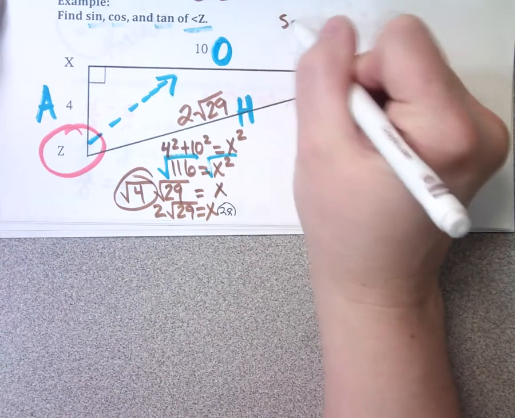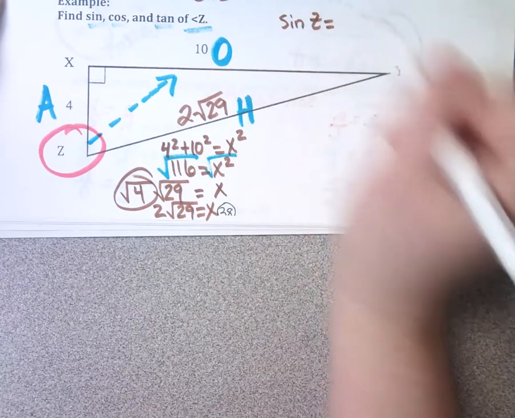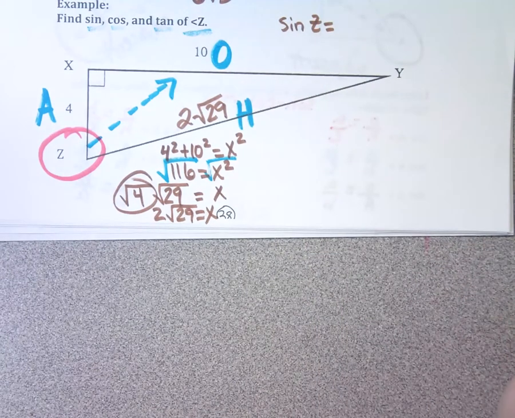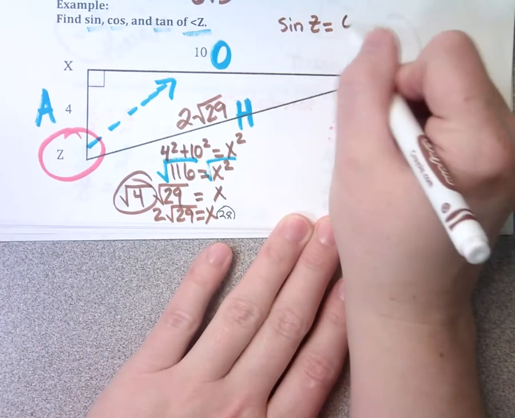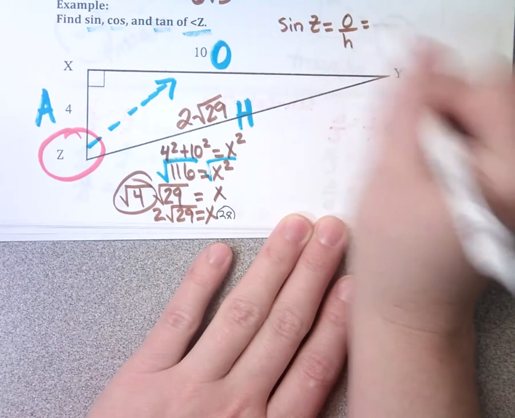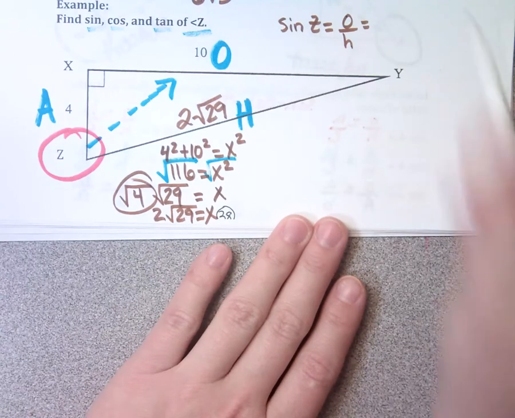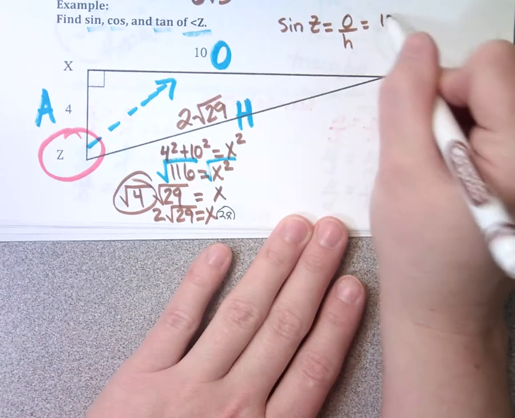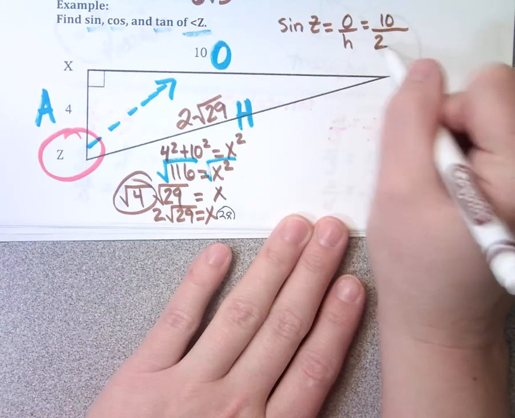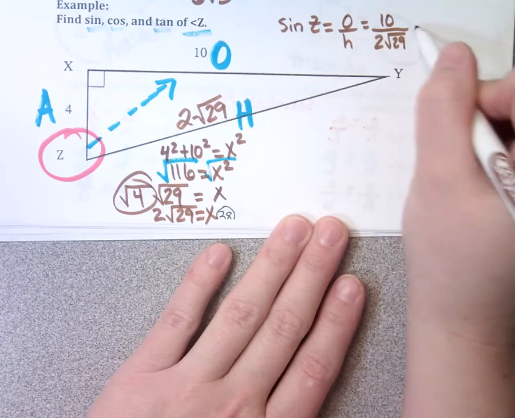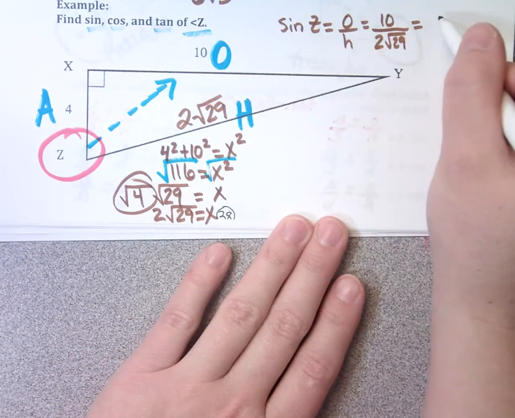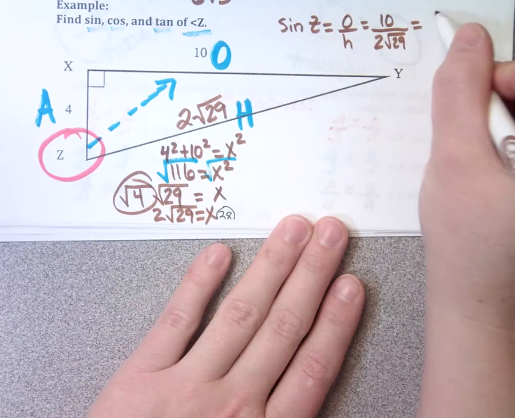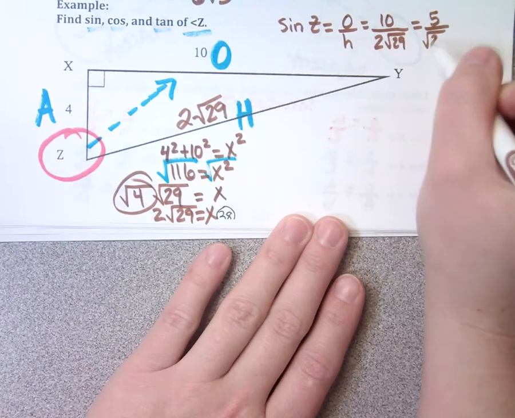Okay, first one up is sine of angle Z. Sine is defined as what over what? Opposite over hypotenuse. And how would I write opposite over hypotenuse? 10 over 2 square root of 29. Now I can actually reduce that. What would that reduce to be? Not 5 square root of 29. 5 over square root of 29.